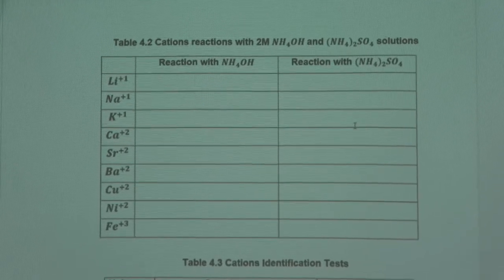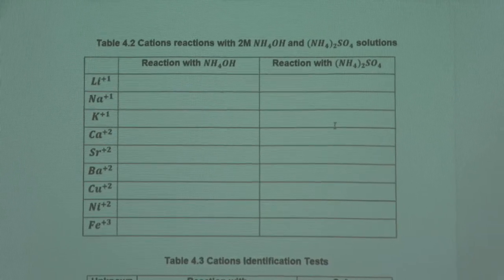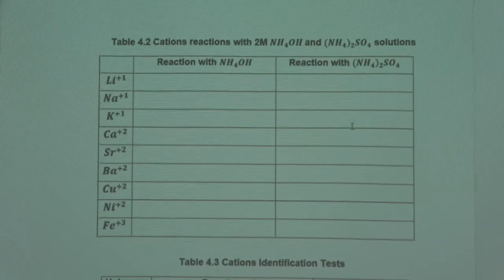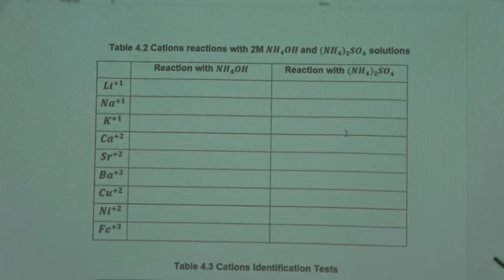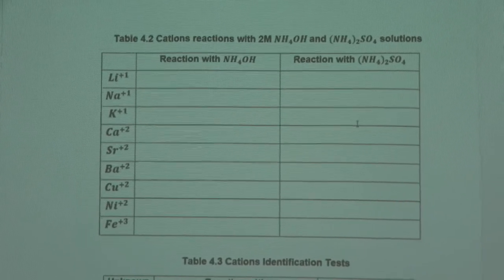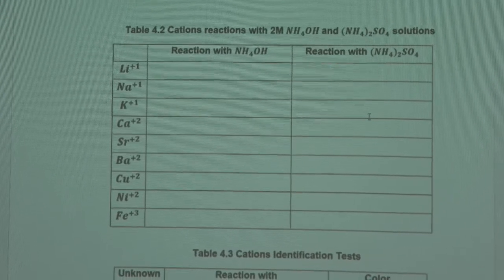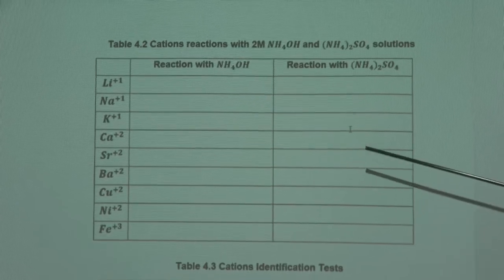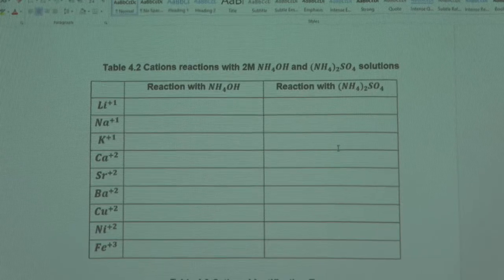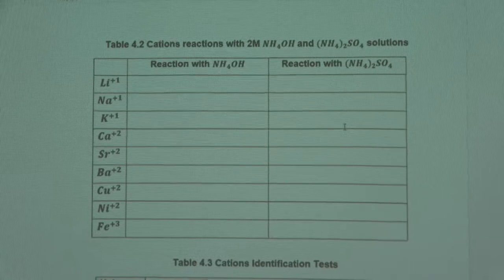After we have seen the color that each one of those ions gives to a solution and the color they give to a flame, the next step is to see how they react with ammonium hydroxide and how they react with ammonium sulfate. By using the solubility rules now, we can predict what's going to happen with the hydroxide of each one of those ions and what's going to happen with the sulfate of each one of those ions.